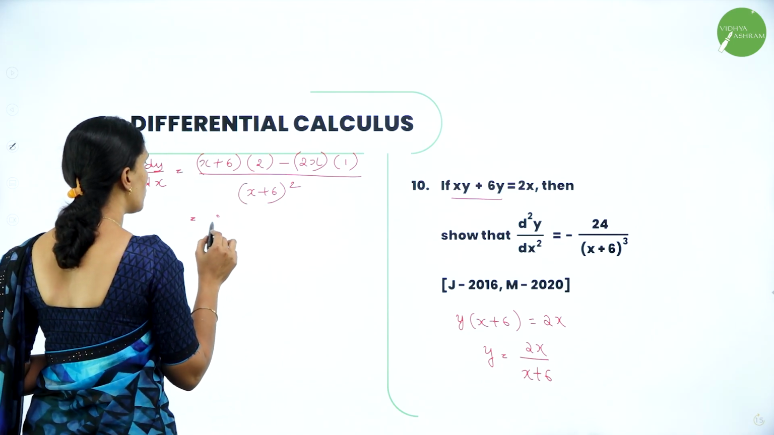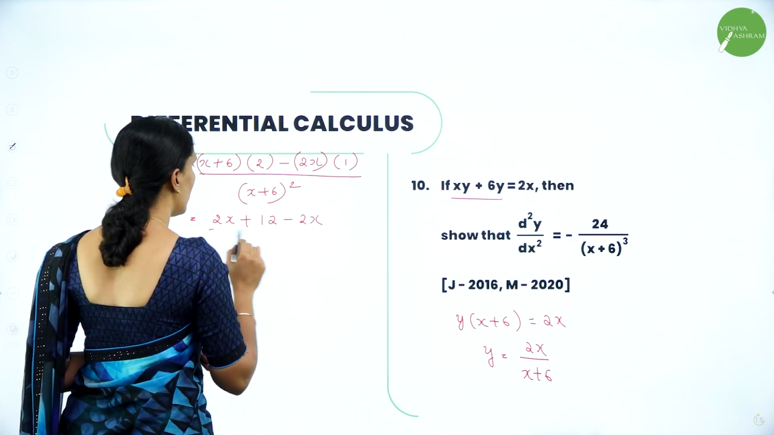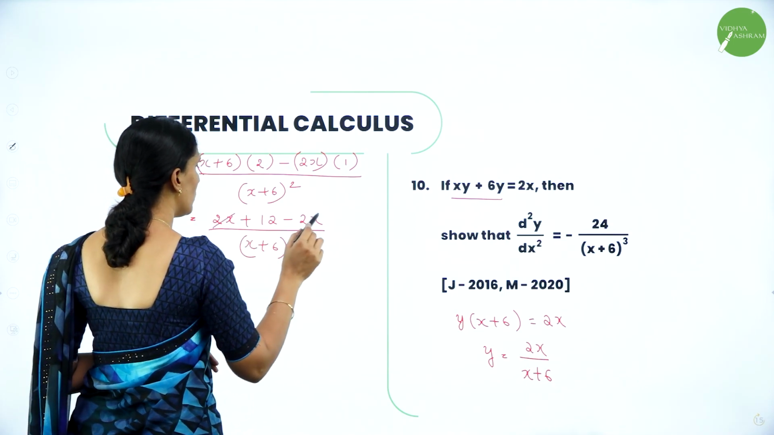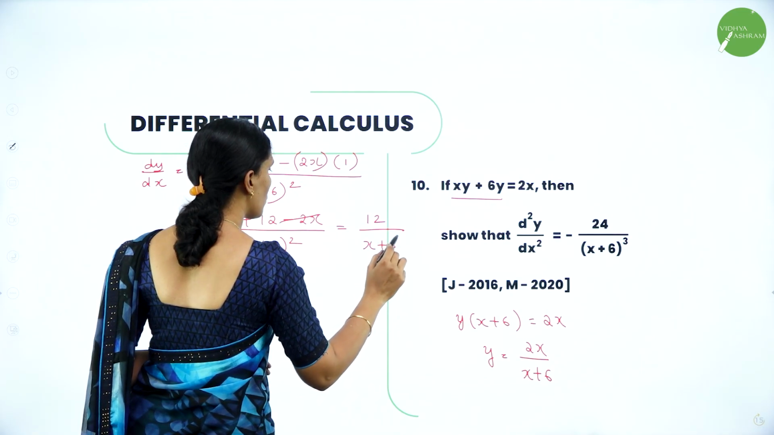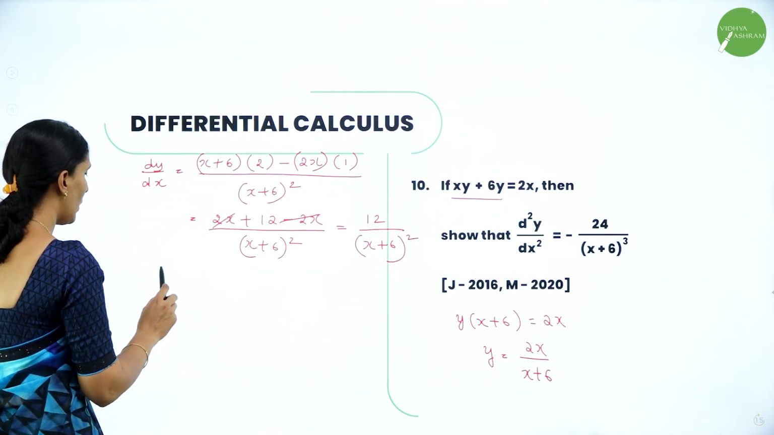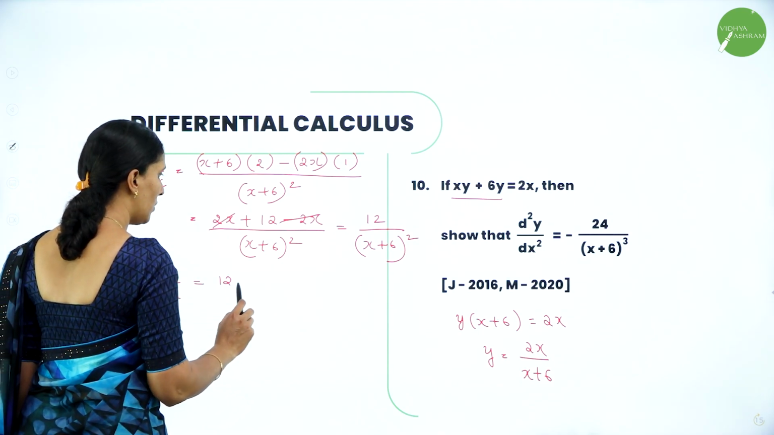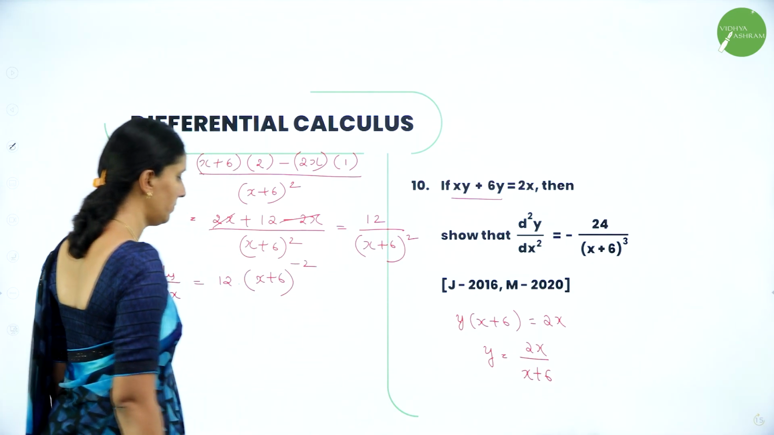So here I will get 2x plus 12 minus 2x divided by (x plus 6) whole square. So I am left with 12 divided by (x plus 6) whole square. Now I need to differentiate this again. So let me take dy by dx as 12 into (x plus 6) whole to the power minus 2.